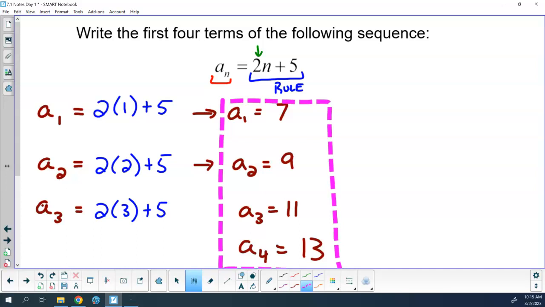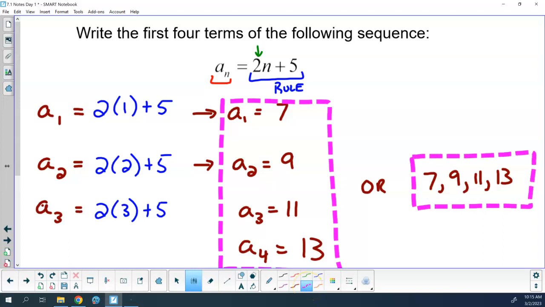Now, I'm okay with you giving me that as your answer. I'm also okay with you giving me that as your answer. In a list, terms in your sequence are separated by commas. In a sequence. In a series, terms are separated by additions.